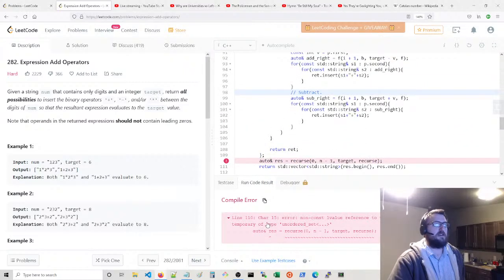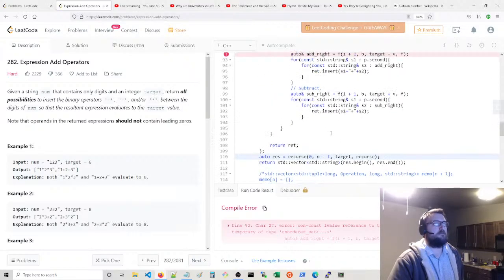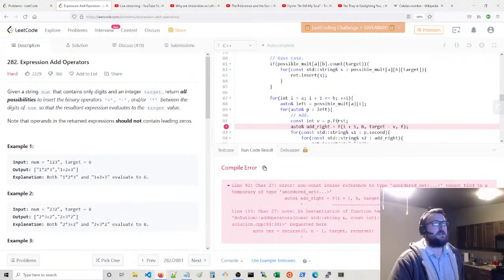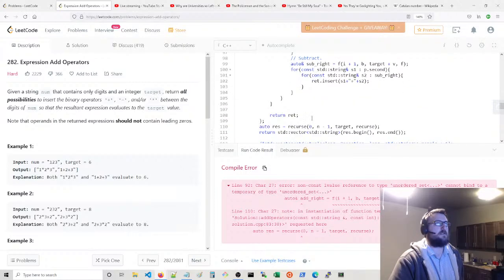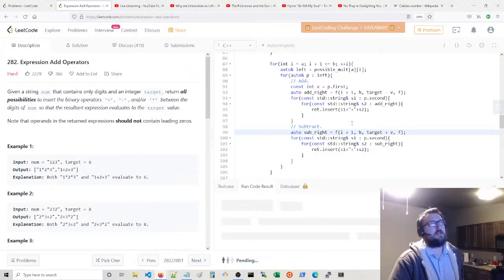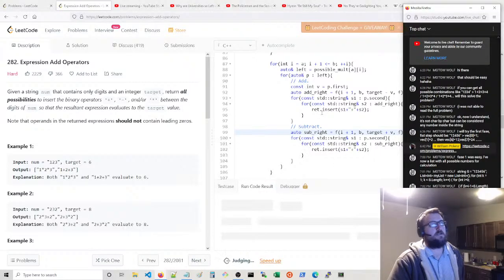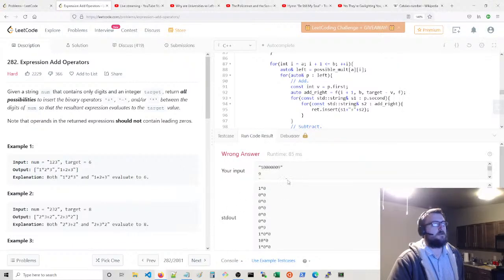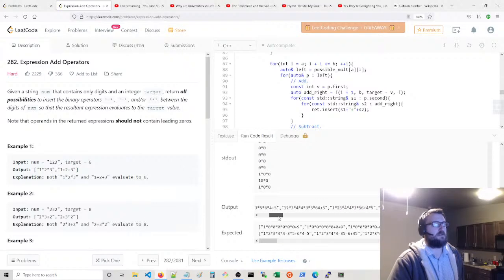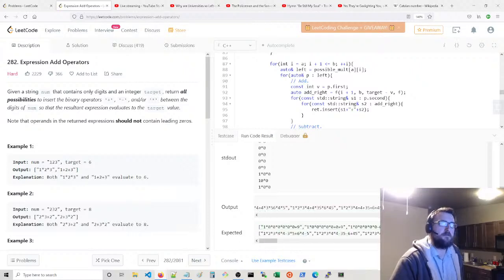Cannot bind to a temporary of type unordered set. What? Oh, alright. It's fine. Non-const L value reference to type unordered set cannot bind to a temporary of unordered set. Oh, okay. Okay, sure. Alright, wrong? But what? Oh, that's interesting. So our second output's close. Let's see. They're both wrong though. They're both quite wrong.